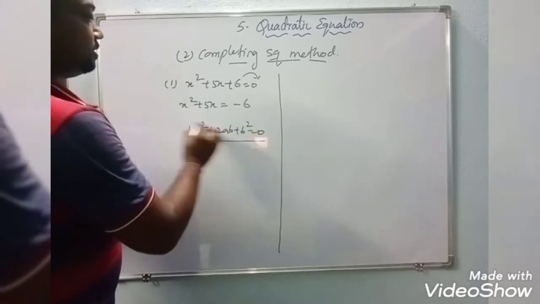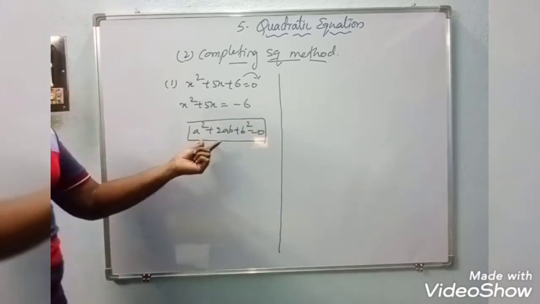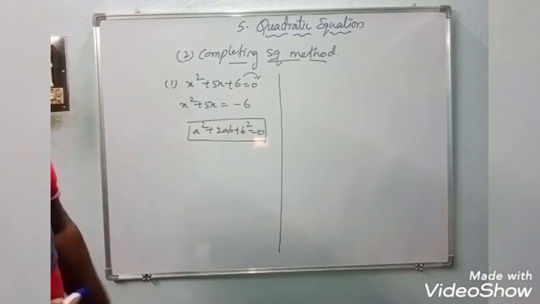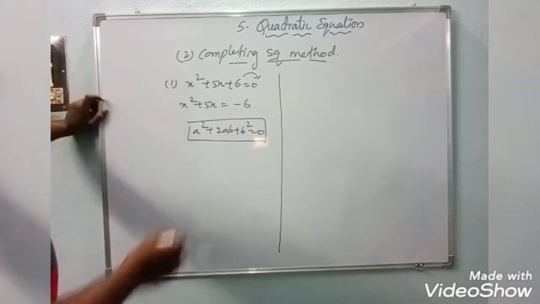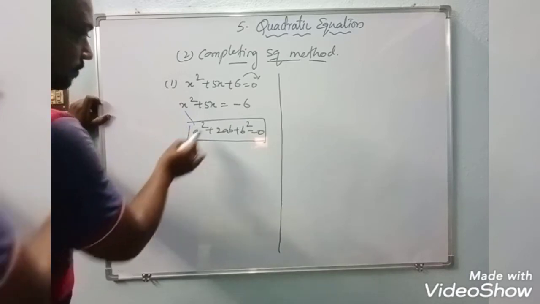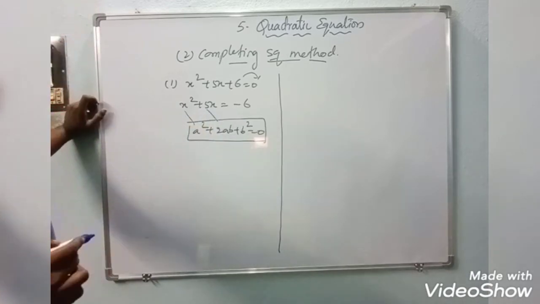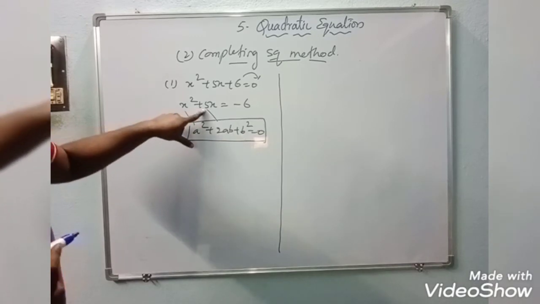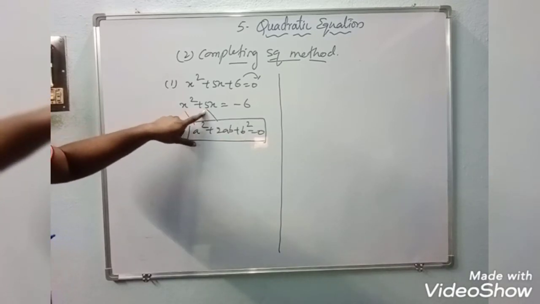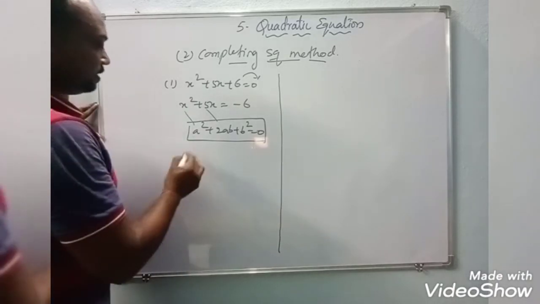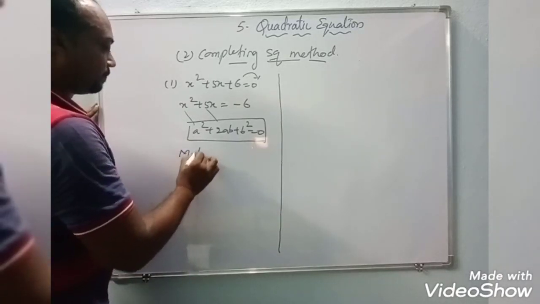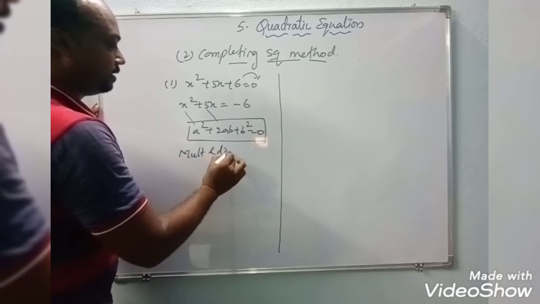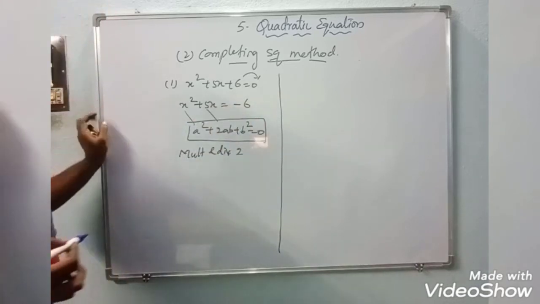We have to get this left side equation in terms of a² + 2ab + b². So here I have the a² form and the 2ab form. I need to find what b is. Now here I cannot find the b value because 5 is an odd number. If 5 is an odd number, then we have to multiply and divide by 2 in the middle term.